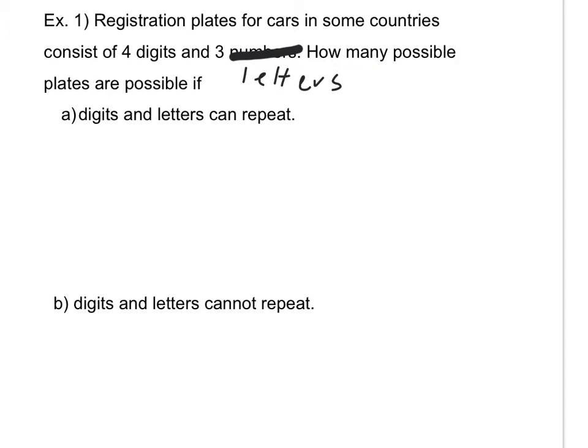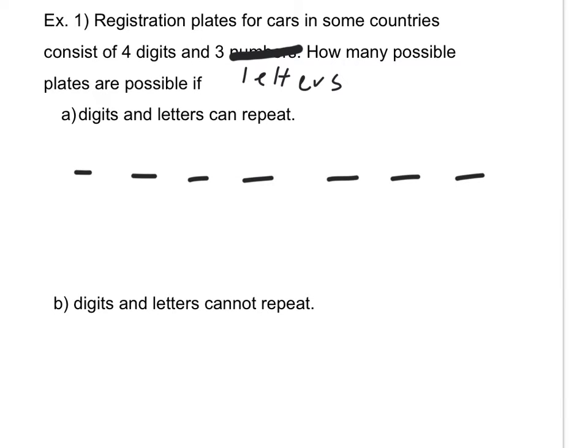What you're going to have is a place for each digit. So you're going to have 1, 2, 3, 4. They're all the digits. And you're going to have 3 places for letters, 1, 2, 3. So what we're going to do is have a chain of events. We're going to fill in each position one by one and then multiply all the possibilities. In this case, it tells us that digits and letters can repeat. So for example, if the letter C is chosen, it can be chosen again. If the number 7 is chosen, it can be chosen again. So digits and letters can repeat.